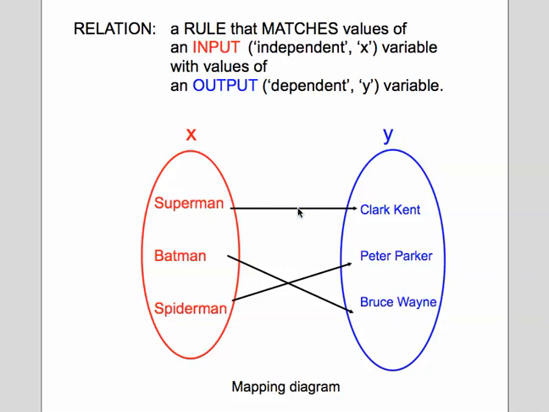And again, a relation is just a matching rule between one set of possibilities, or one set of variables, or one set of values, and an output set. And this kind of diagram with these ellipses and arrows between them is called a mapping diagram, and it's a common way of representing relations.